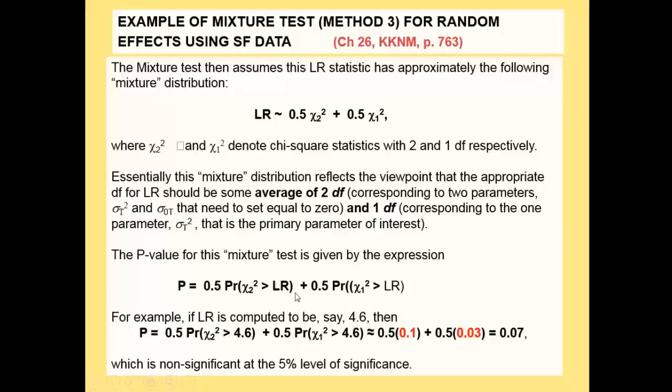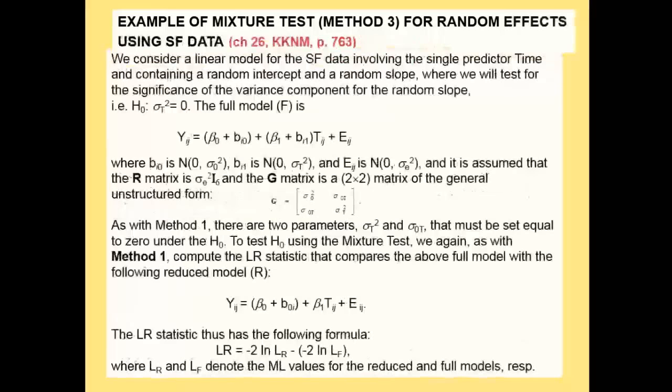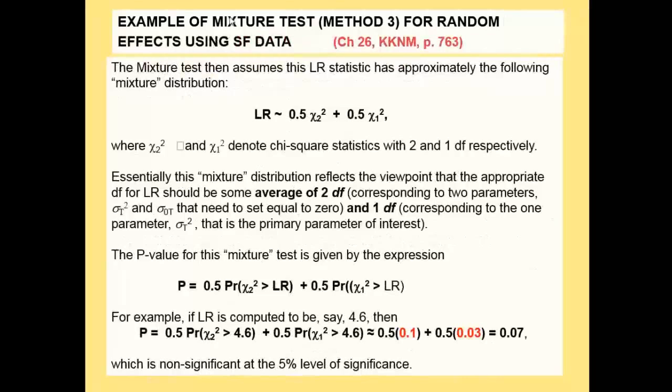Now, for example, if the likelihood ratio test that you got when you actually did this was 4.6, you'd be going 0.5 times this probability plus 0.5 times this probability. And it turns out when you go to chi-square with 2 degrees of freedom, you find that this probability is 0.1. When you go to chi-square with 1 degree of freedom, you find that this probability is 0.03. And you just do the algebra and you get 0.07. That's the p-value. That's how you do it.